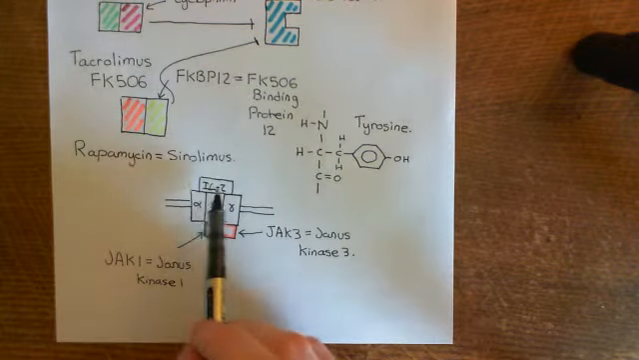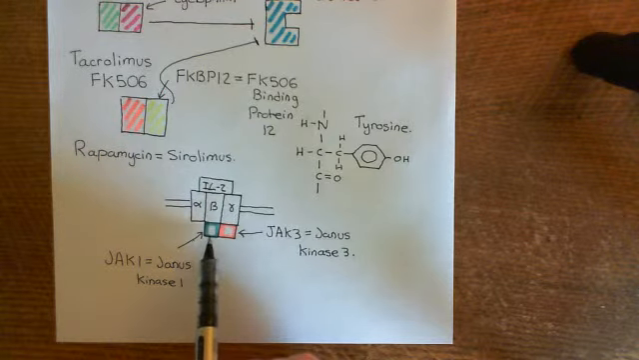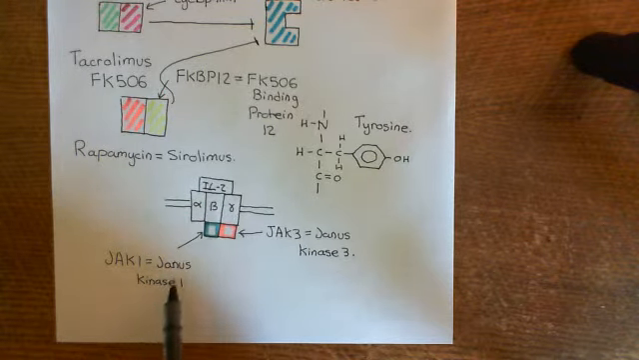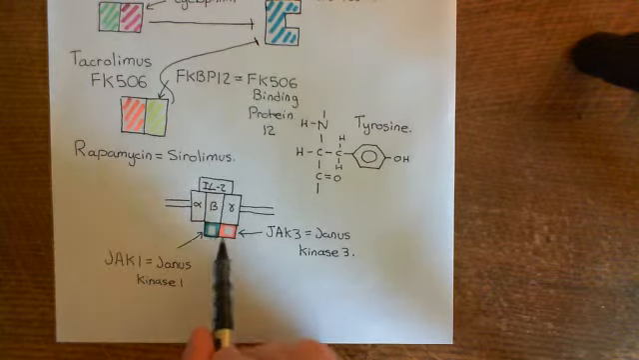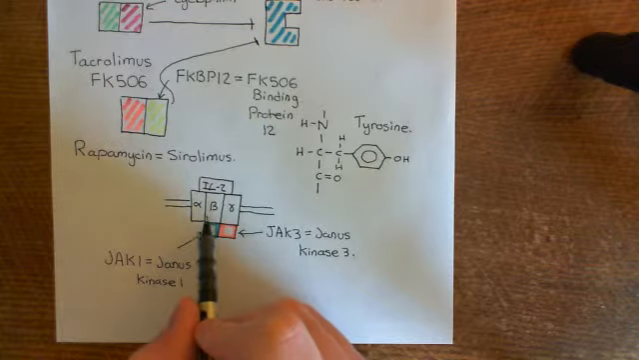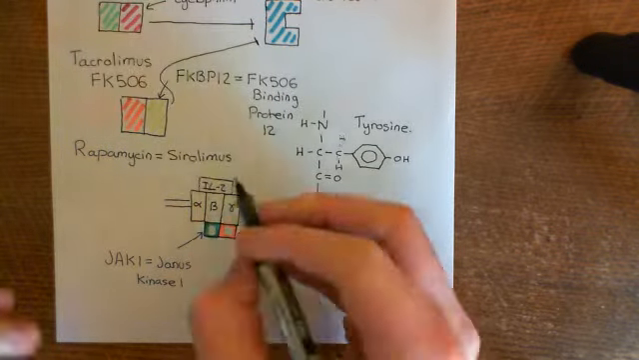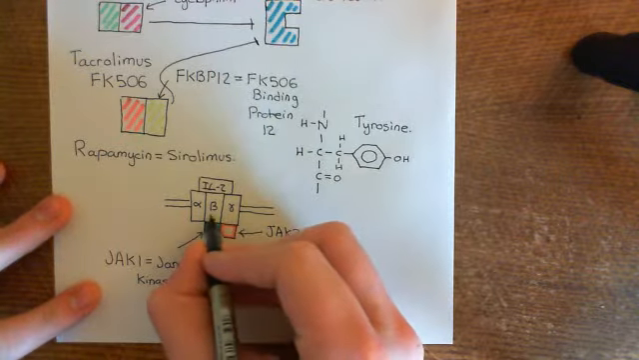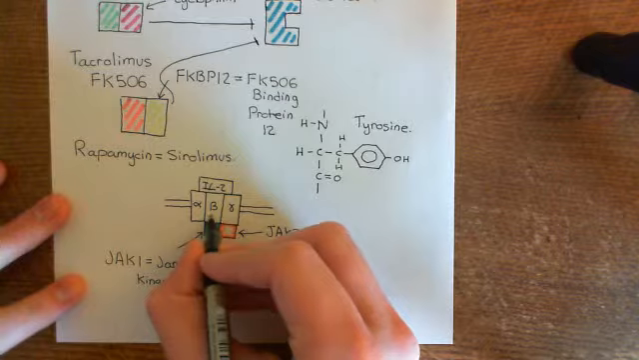Now, when the interleukin-2 binds to the interleukin-2 receptor, it causes the activation of the Janus Kinase 1 and Janus Kinase 3 enzymes. And they now stick phosphate groups onto the tyrosine residues in the interleukin-2 receptor beta subunit. So this interleukin-2 receptor beta subunit has a whole bunch of tyrosine residues.